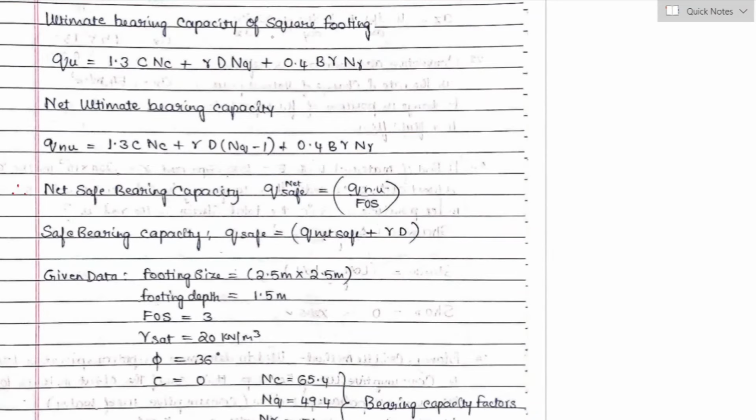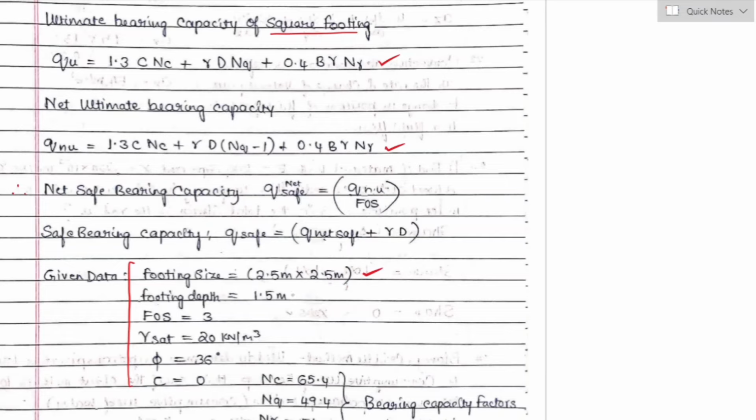So according to Terzaghi's analysis, the ultimate bearing capacity of square footing is given by this following formula and the net ultimate bearing capacity is given by this following formula. So net safe bearing capacity is the ratio of net ultimate bearing capacity divided by factor of safety. So safe bearing capacity is sum of net safe bearing capacity plus unit weight into depth of the footing. So these are the given data for this question.